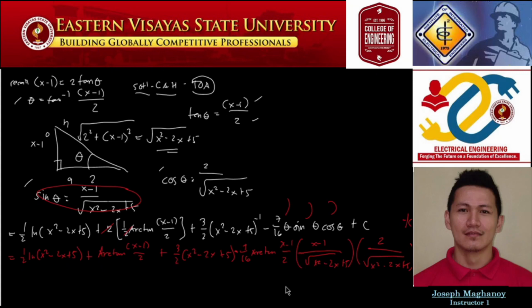Can we further simplify this? Yes, combine these terms. So we can further simplify. Here, we can carry out the 3 at the numerator and bring down this power since this is negative 1. Okay. So final answer: 1/2 ln of the quantity x squared minus 2x plus 5, plus arctan of x minus 1 over 2.